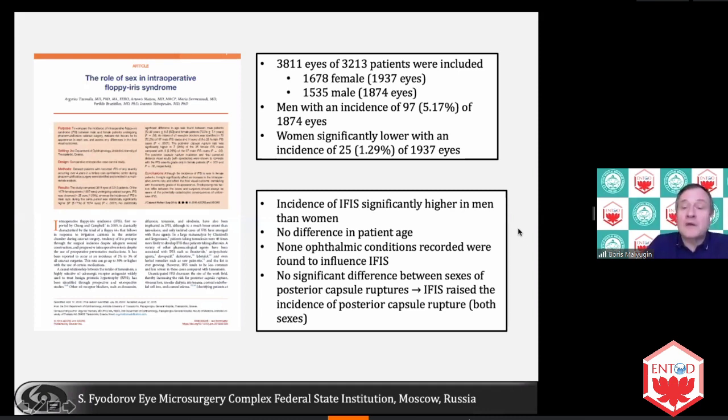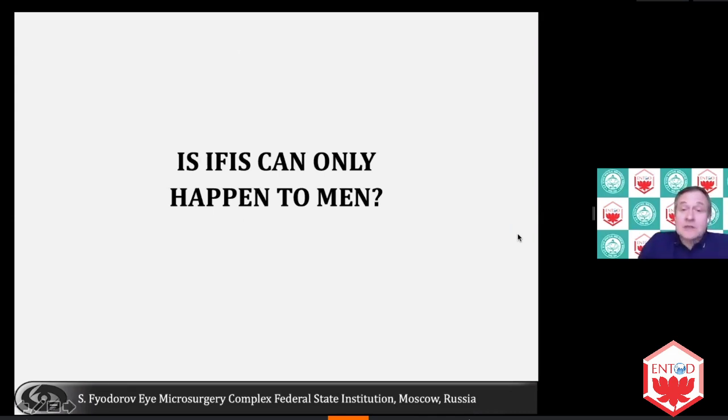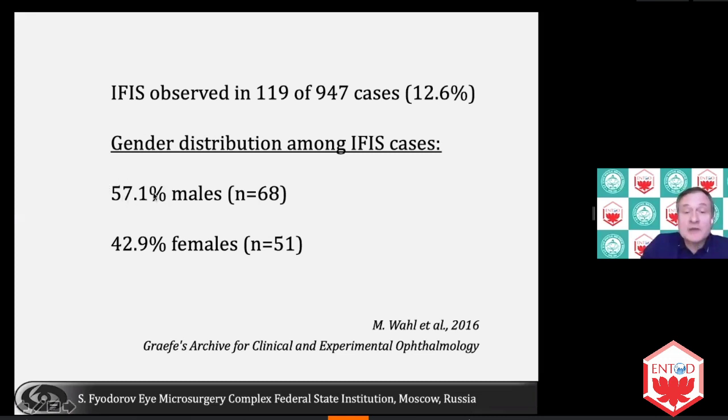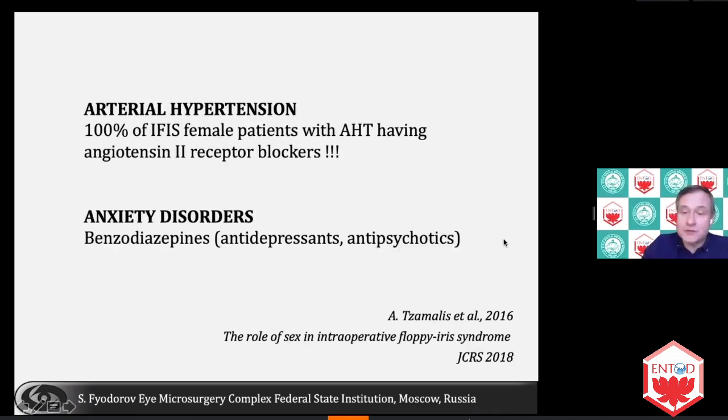So there is a tendency for the male patients to be in the more risky group as opposed to the female patients. However, the difference is not as significant as many of you may consider. So that means that IFIS more predominantly happens in men, 57% in that study versus almost 43%. However, it can not necessarily be observed only in men having benign prostatic hyperplasia. And overall, the number of cases as shown here in this series was about 12.6%, which is quite high. What about female patients?